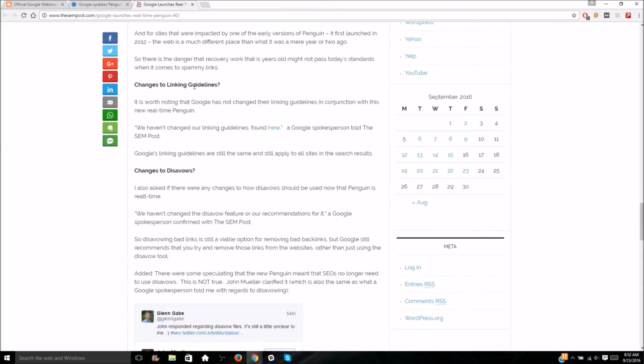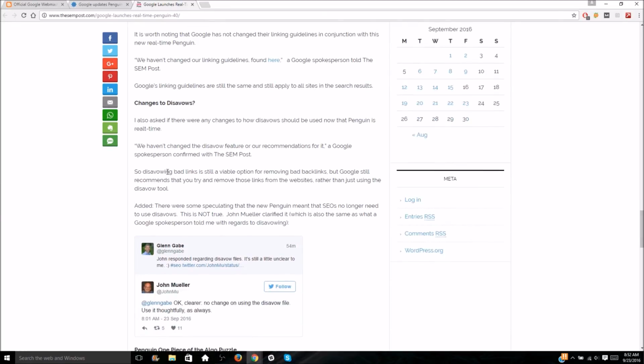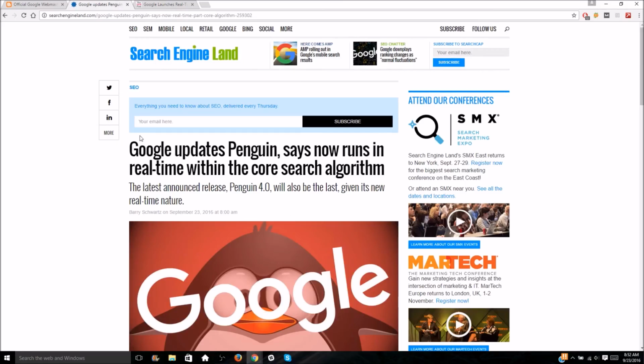And then changes to linking guidelines? No, there were no changes. Changes to disavows? No, you still have to disavow links, and you should still do the same thing with disavows.